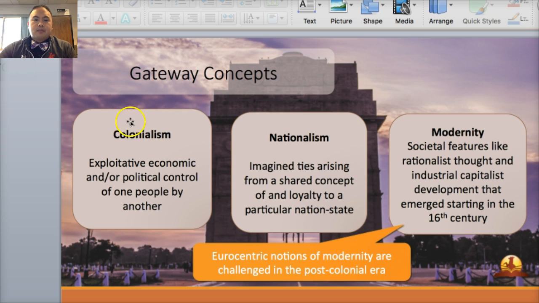One is colonialism. You should know that colonialism is the exploitative economic or political control of one people by another. So when we talk about colonies, the United States was a colony at one point. We're being exploited economically by another nation. Nationalism is this imagined ties or pride or loyalty to any nation state. And modernity is the societal features like rationalist thought, industrialism, capitalism that emerged starting in the 16th century. So we're talking about being more modern. That's what we're talking about. Okay, and we're talking about Eurocentric notions of modernity.